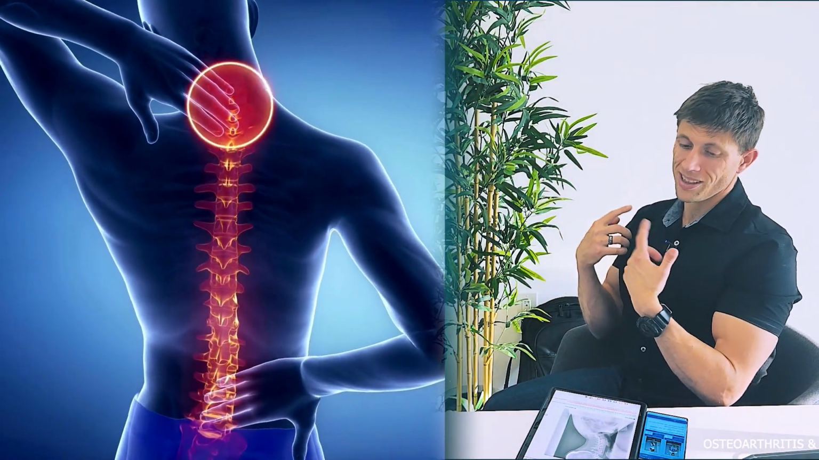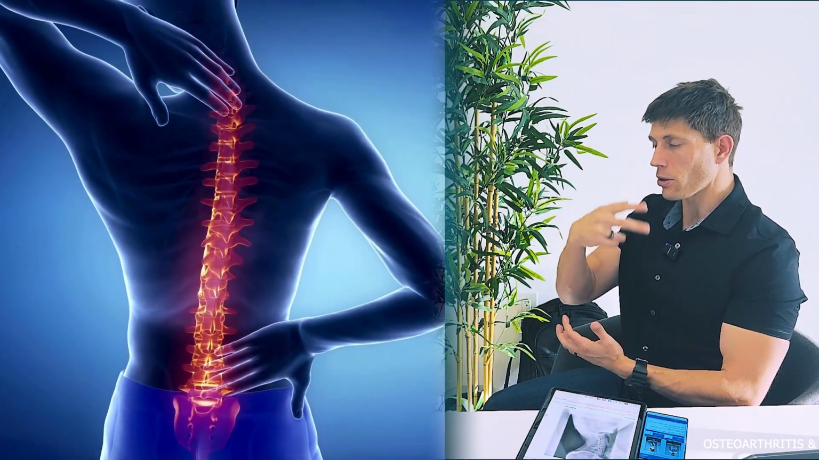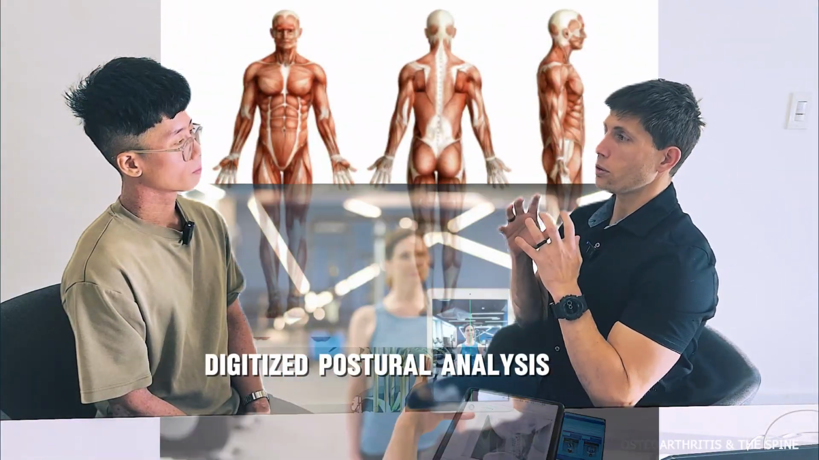Now we're also going to be specific in this video about the spine and osteoarthritis in the spine and very close-by proximal joints. We're not talking about knees, we're not talking about ankles right now. In the spine specifically, we have to see your biomechanics. How we do that is we use a couple different tools. The easiest, quickest method is digitized postural analysis.